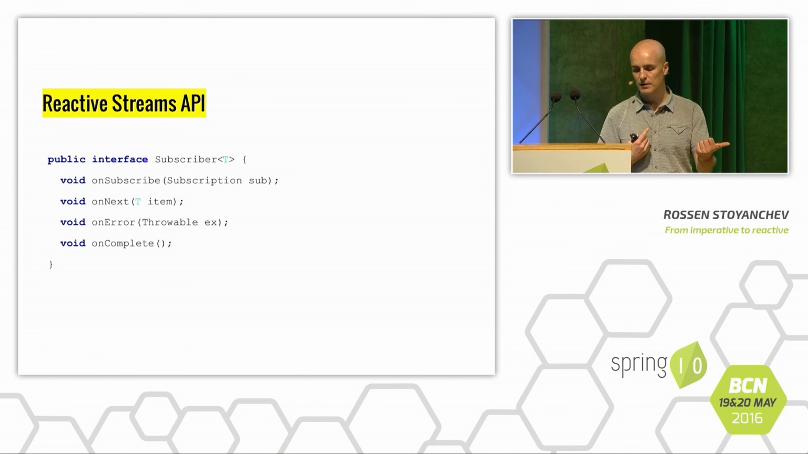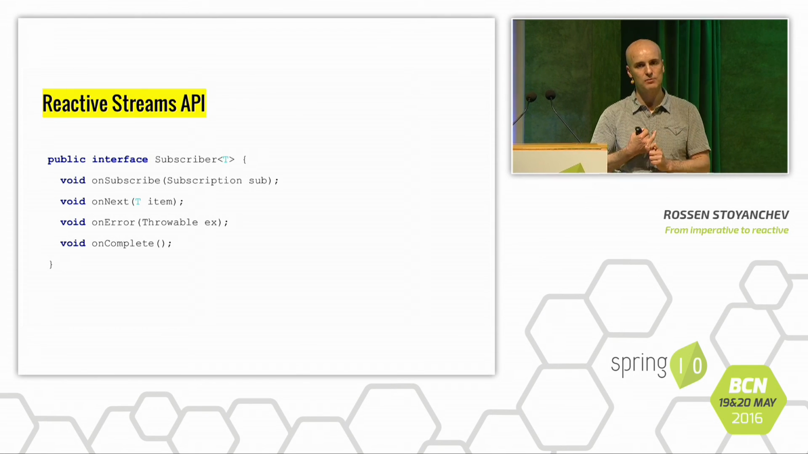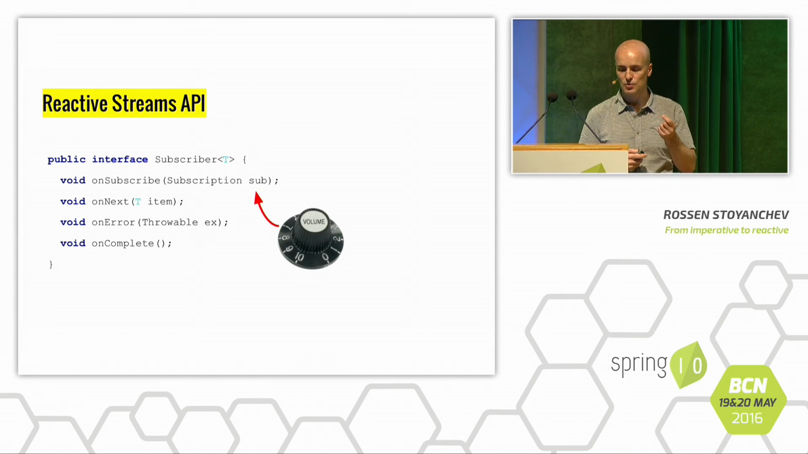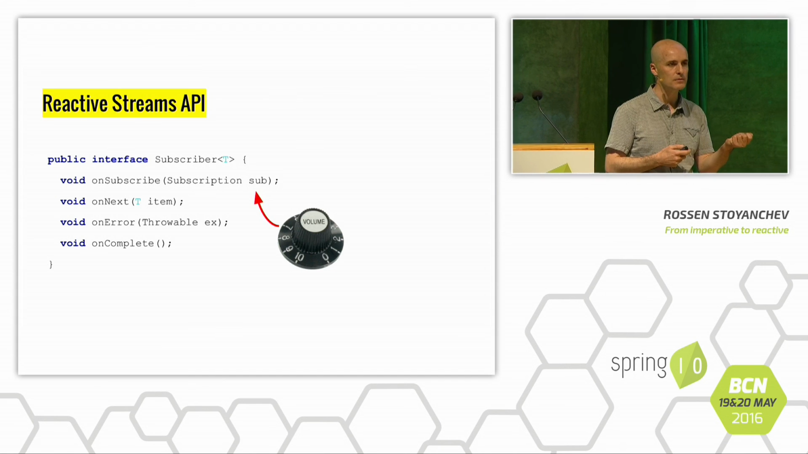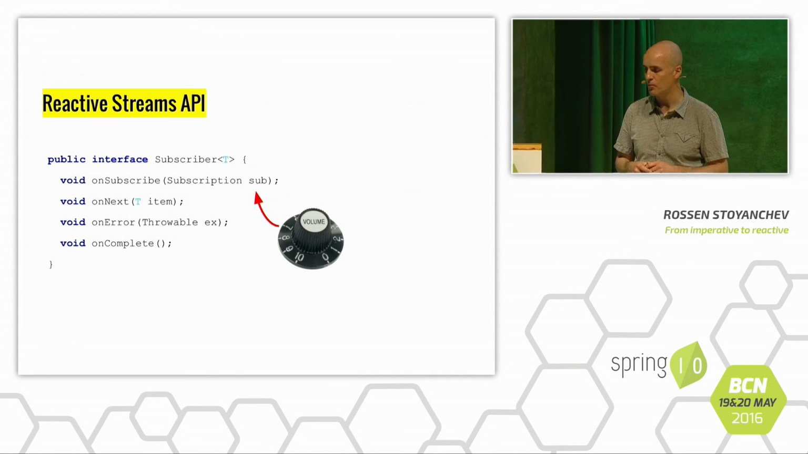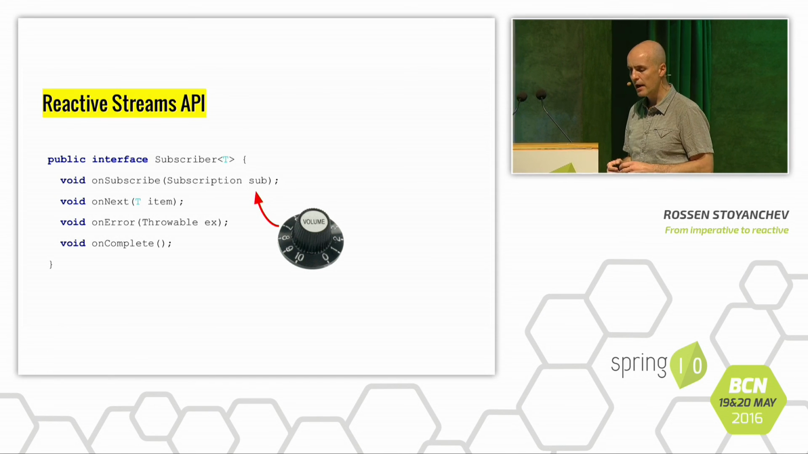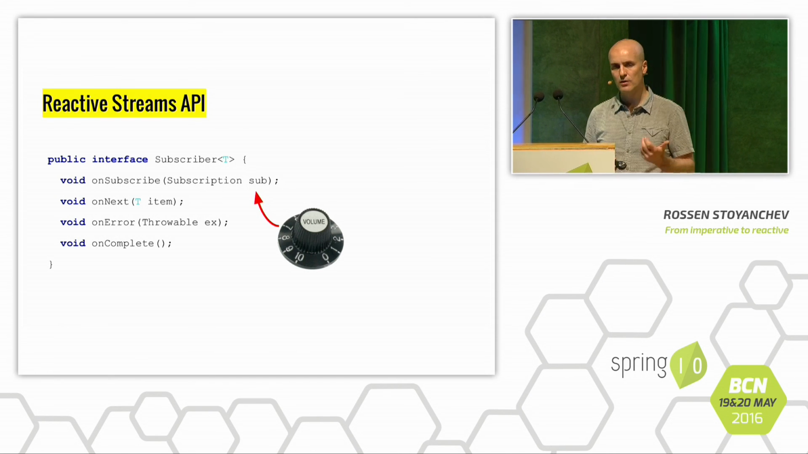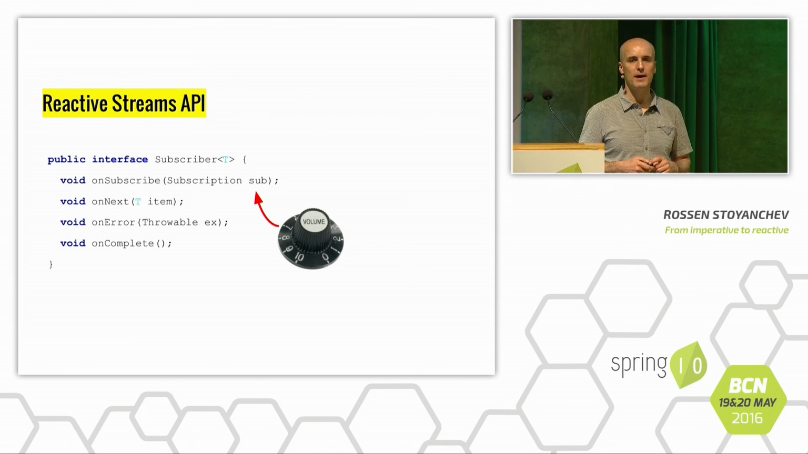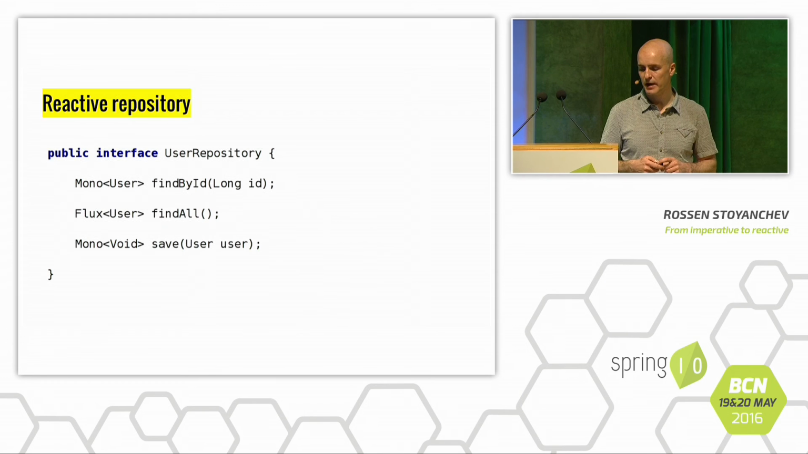You're first subscribing, then you're getting a subscription, and that subscription is your volume control. It allows you to say, I want more items, or I don't want any items, or just cancel, don't give me any more items. And there's also an error notification and on complete. So these are the main things when you talk about streaming. These are the main signals that a subscriber can receive.